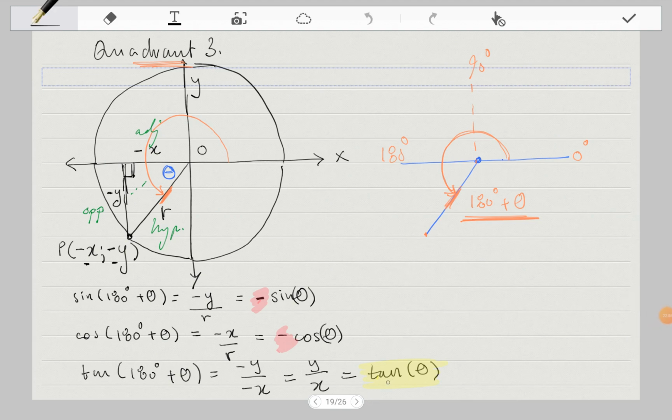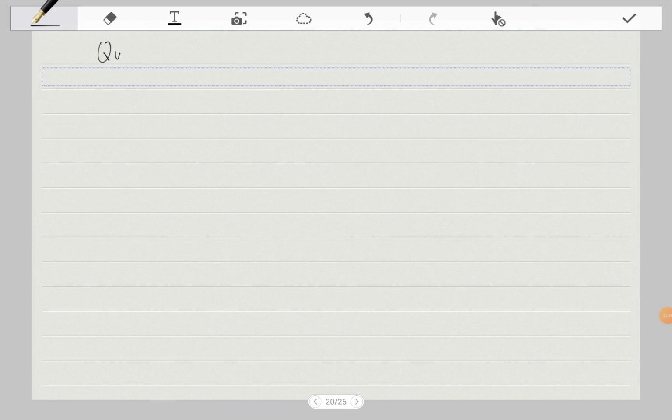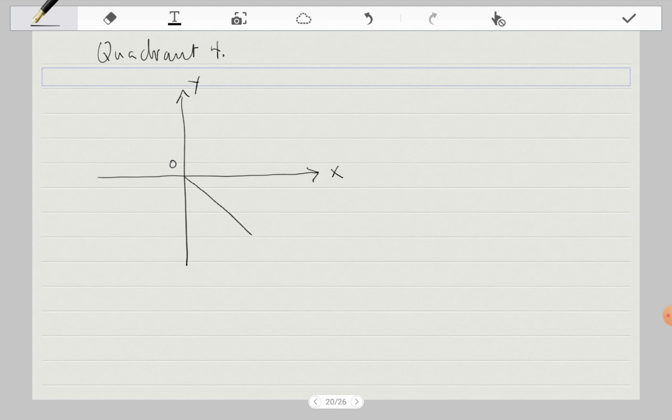Okay, so looking at quadrant 4 now, if we draw a diagram here again, let's draw this a little bit higher up here. So that would be x and that would be y, would be origin. And if we had to draw a point in here, remember this radius was r, and that point P now would be, what would it be?